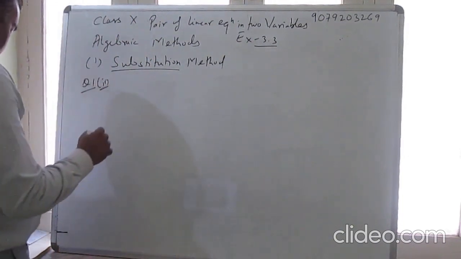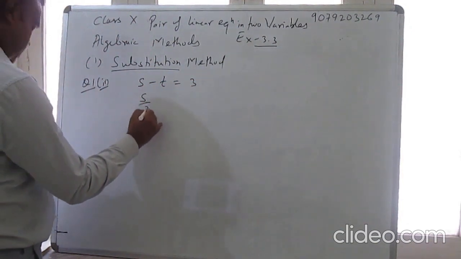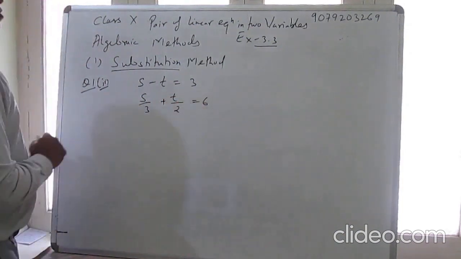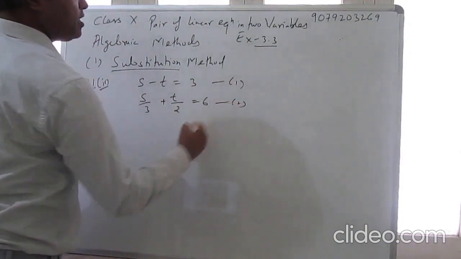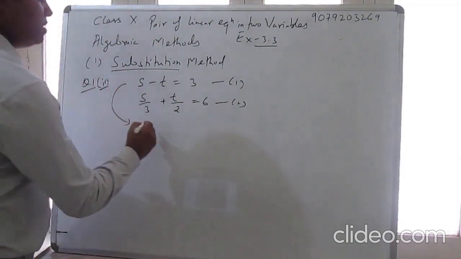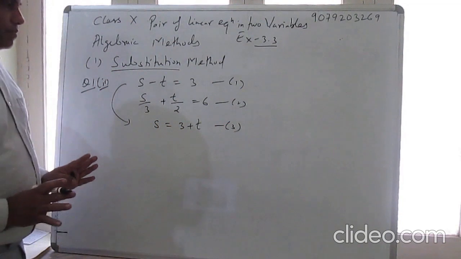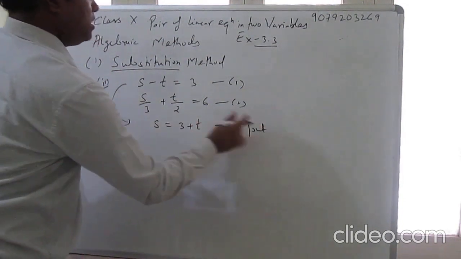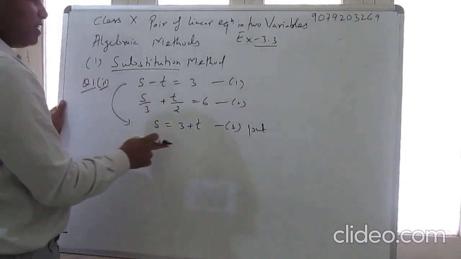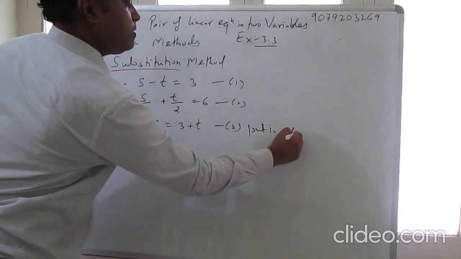Second part, s minus t is equal to 3. s upon 3 plus t upon 2 is equal to 6. Now you see here, this is first, this is second. From first we can easily find the value of one variable. So s is equal to 3 plus t, make it equation 3. Now putting in 1 will give the same equation, so we will put it in another equation. As we found from equation 1, so we put in equation 2.